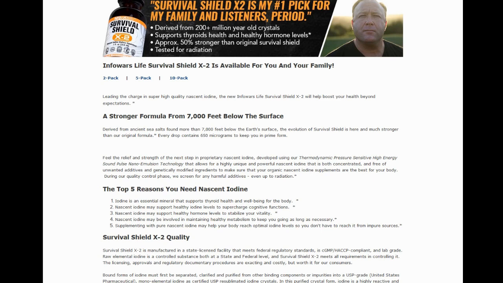Now, there's a lot of doctors out there who think that if you give people iodine, they're treating it as if this stuff was a poison.